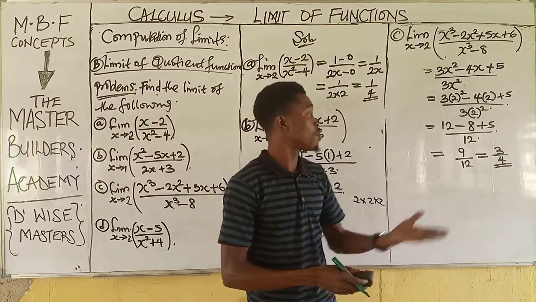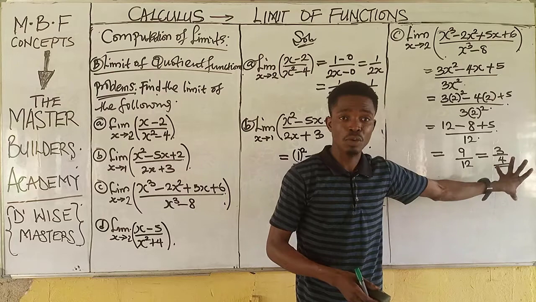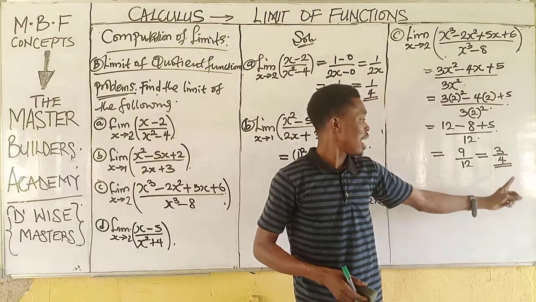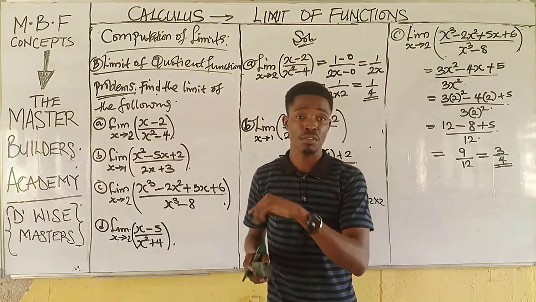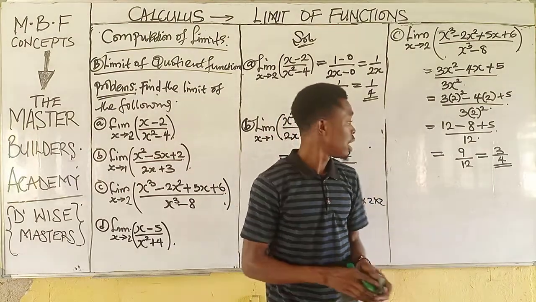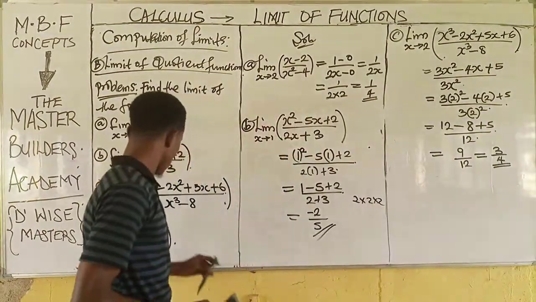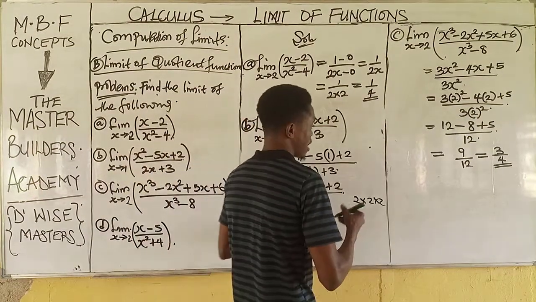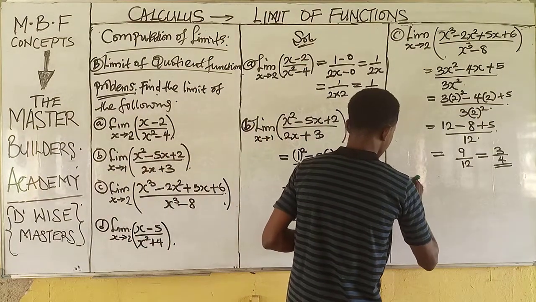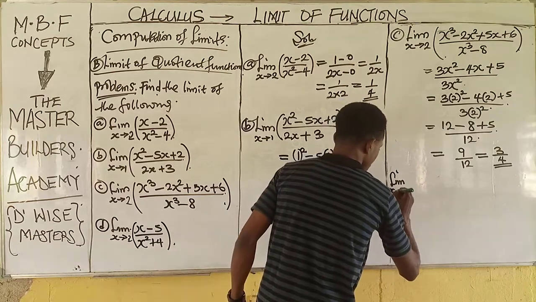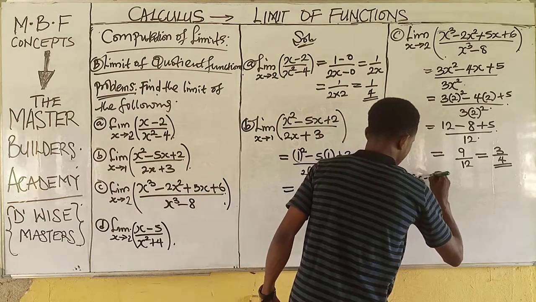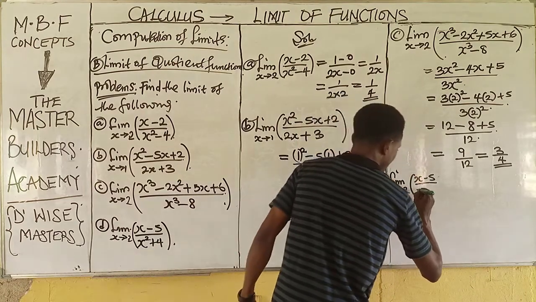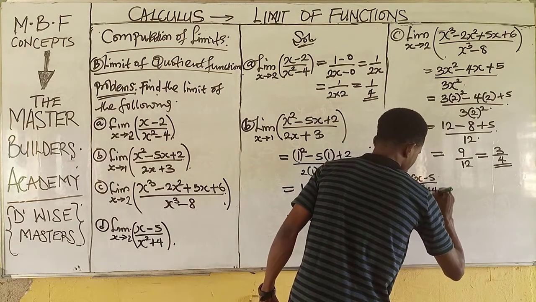Now listen carefully. If your option is not in fraction, then you can get the decimal value of this. And 3 over 4 in decimal is 0.75. You can get that done. Now let's look at the last but not the least. We have the limit of x tends to 2 of x minus 5 all over x squared plus 4.